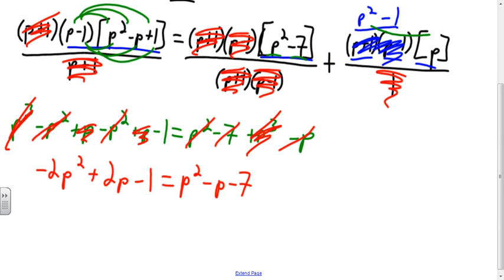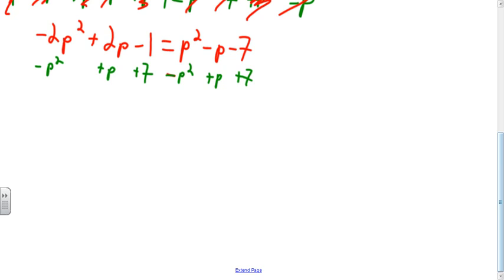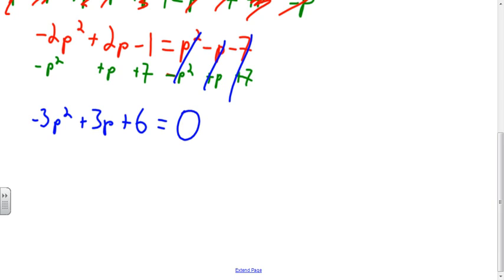Okay, everything is accounted for. Now, from here we can say we'll subtract, oops, I'll use a different color. Subtract p squared, add p, and add 7, add 7. There, now that is all legal. This gives us -3p squared plus 3p plus 6 equals, well, all of these canceled out on this side, so we now have equal to 0.